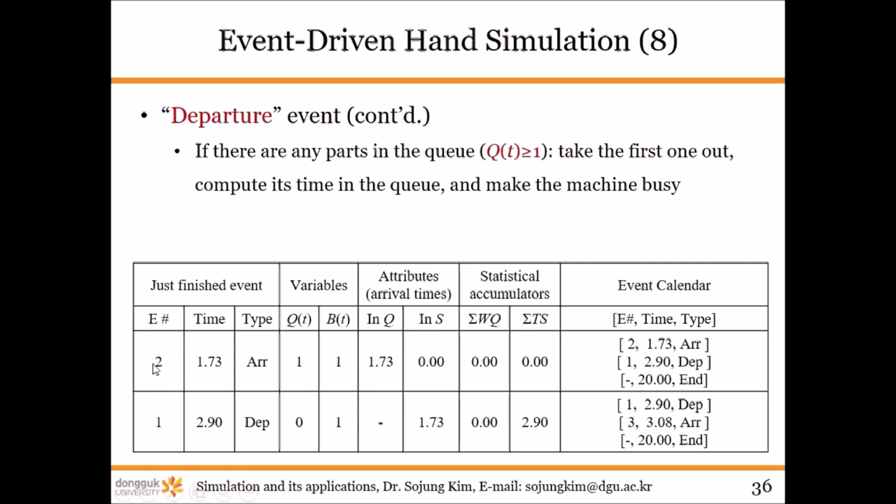The departure event can continue. So when we have the second entity in the queue, there is another update in QT and BT. QT is greater than or equal to 1, basically there was an entity in the queue. In other words, entity 2 was in the queue. And at 2.9, when the first entity leaves the system, the entity in the queue will reserve the server. So the BT value becomes 1, and then the QT value becomes 0.